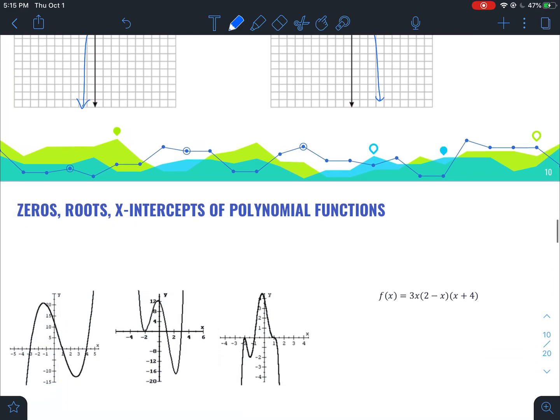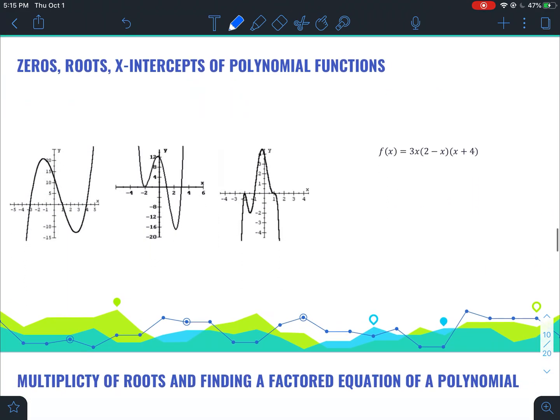Another thing that we could talk about for polynomial functions are the zeros, which is another way of just saying x-intercepts. So other ways of saying x-intercepts are zeros and roots. So if I say find the x-intercepts, or find the zeros, or find the roots, it means the exact same thing. So x-intercepts, remember, are when y is 0, or where the graph crosses the x-axis.